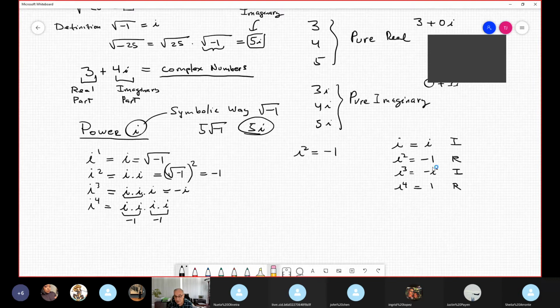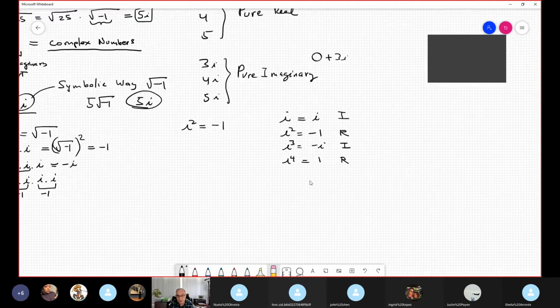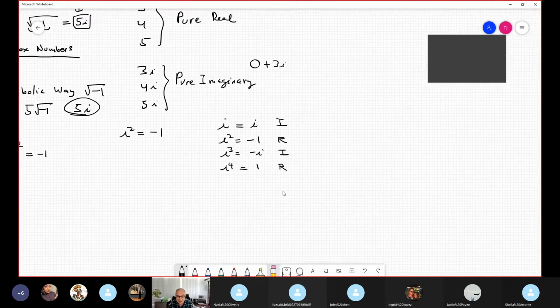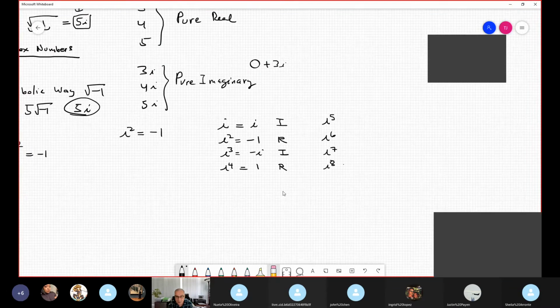Again, it is real. And this situation is repeated 4 by 4. Okay, it's alternating: imaginary, real, imaginary, real, imaginary, real. And this part is repeated 4 by 4 in this sense. Let me show you. i to the 5th power, i to the 6th power, i to the 7th power, i to the 8th power.